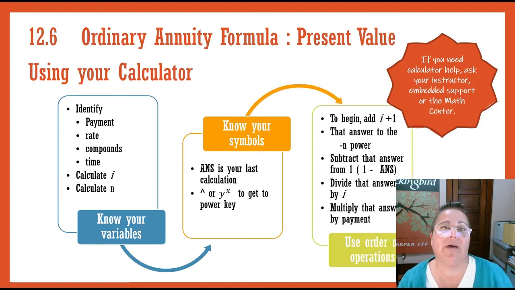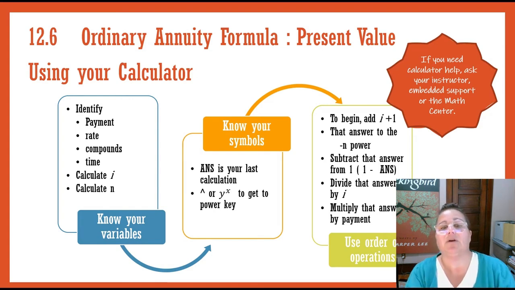Lastly, use the order of operations. Add your I plus 1. Take that number to the negative N power. Be sure you're using your negative key and not the subtraction key. I cannot tell you how many people use the subtraction key instead of the negative. Know where your negative key is.